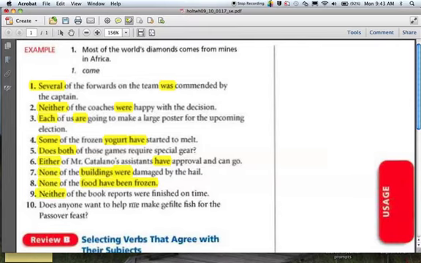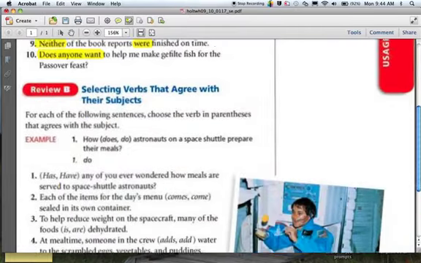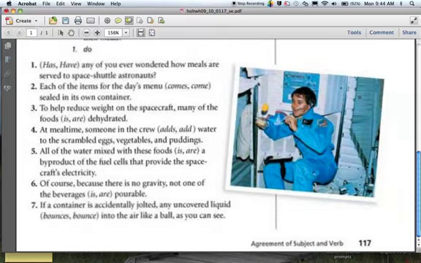9, neither, singular, were, plural. That's a problem. We're going to change were to was. And finally, 10, anyone, which is singular because of all the ones, bodies, and things. Does want is our verb. Anyone is singular. Does is singular. So 10 is good. We'll do 7 more here where you just have to choose the verb.